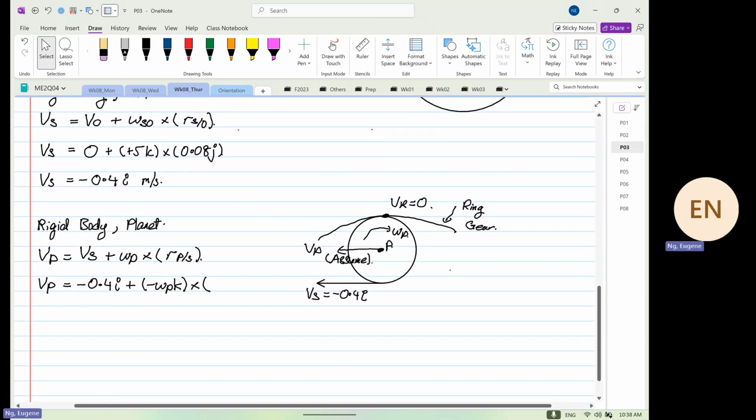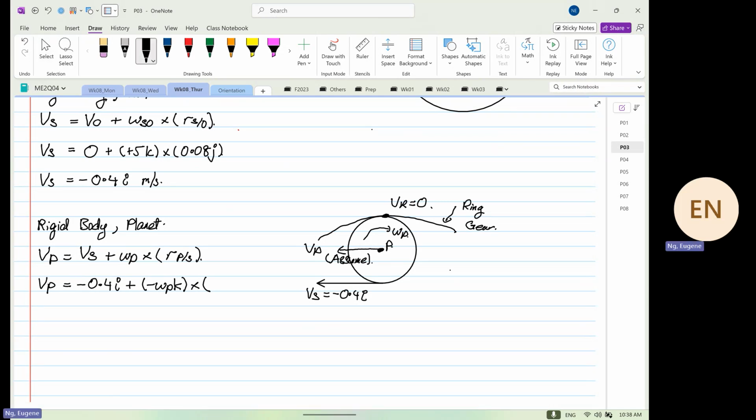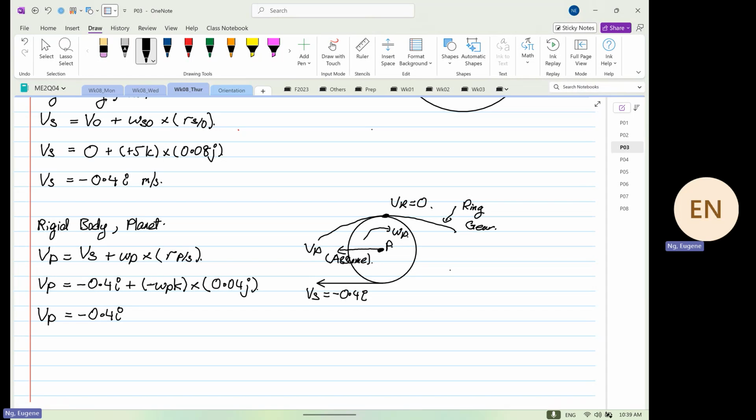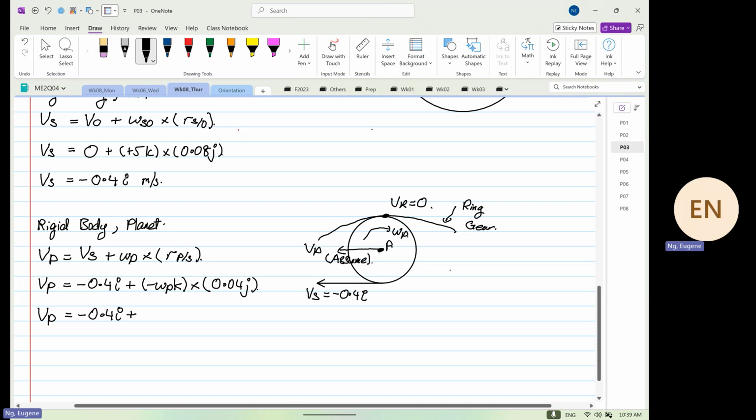0.4 or 40 millimeters, which is equal to 0.04. So over here, we write out P is equal to minus 0.4 I. K cross J is negative, and with another negative it would be positive 0.04 omega P, and then this is our I.